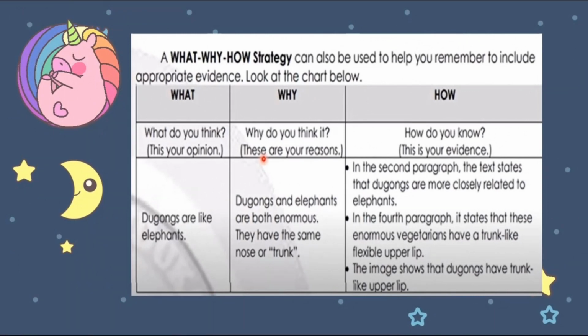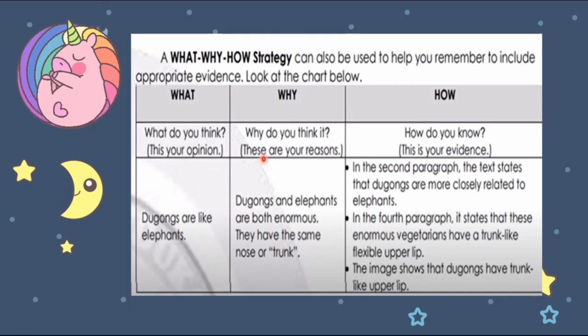A what, why, how strategy can also be used to help you remember to include appropriate evidence. Look at the chart below. So what? What do you think? This is your opinion. Dugongs are like elephants. Why? Why do you think it? These are the reasons. Dugongs and elephants are both enormous and they have the same nose or trunk.